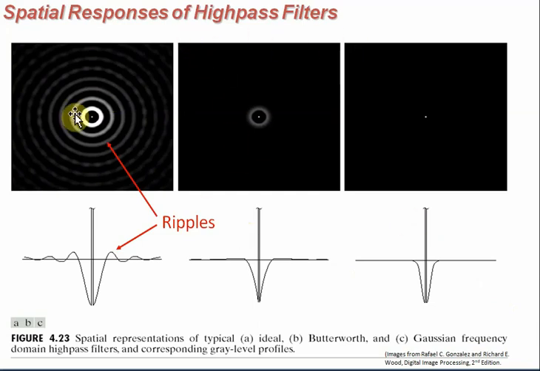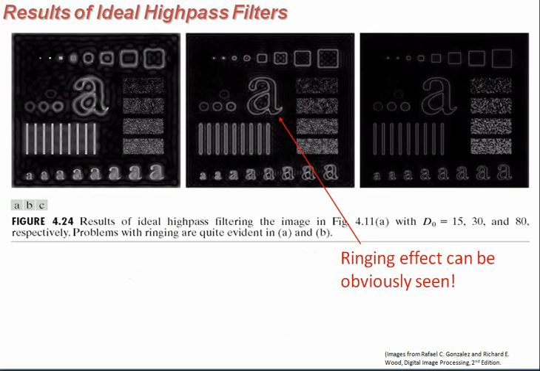If I observe the ideal case, see the graph, ripples are there. Here is the one for Butterworth, with fewer ripples, depending on the n value, the order of the filter. Now coming to the Gaussian case, there are no ripples.